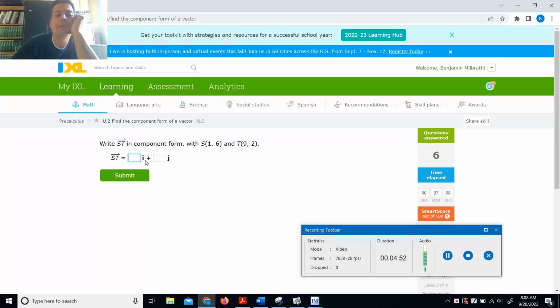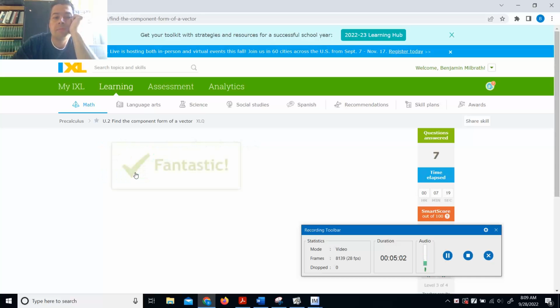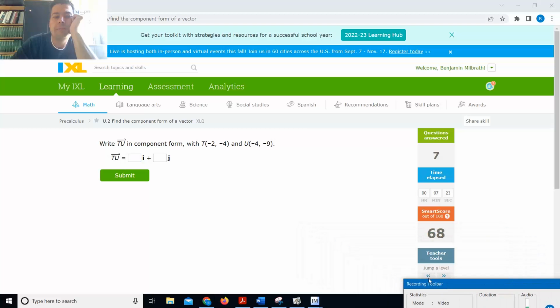All right, component form on this one. 9 minus 1 is 8. It's just the ij notation, is all it is. 2 minus 6 is negative 4. Fantastico. Move that out of the way so you don't see it. Negative 4 minus a negative 2 is negative 2. And negative 9 minus negative 4 is negative 5.